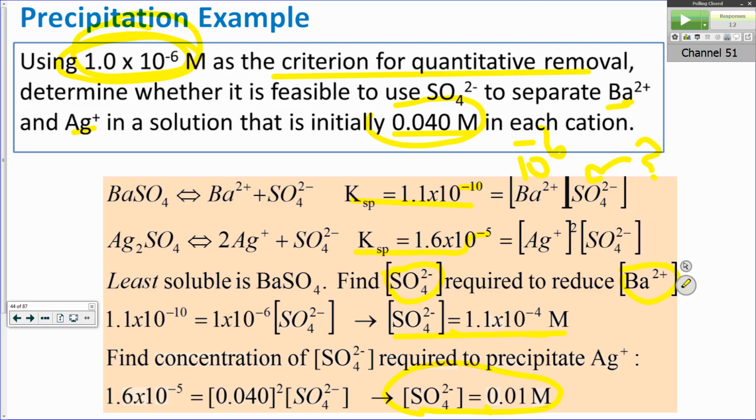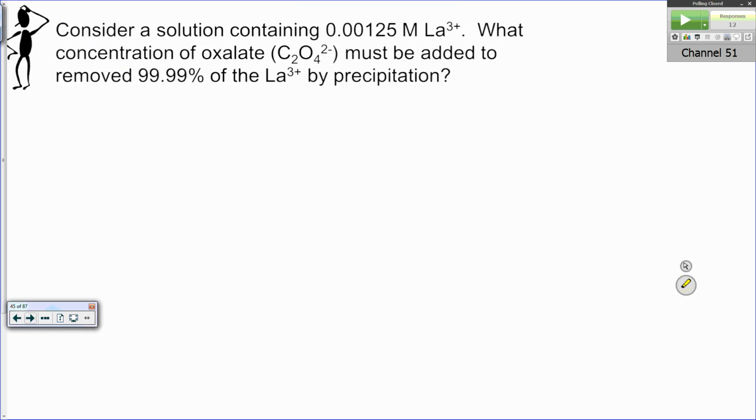Here I only have to take the sulfate out to 1.1 times 10 to the minus 4th. So I probably could have changed this to 1 times 10 to the minus 8th, and this still would have been effective to separate those two. Whenever you have something separated by 5 orders of magnitude, you can do a great separation of the two. And this is a real world application of how you separate out metal cations from one another.